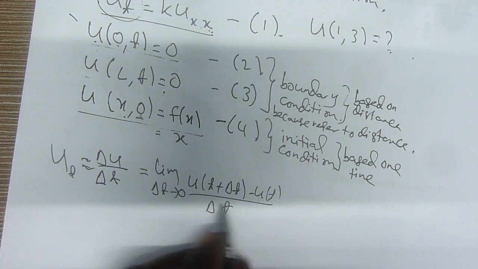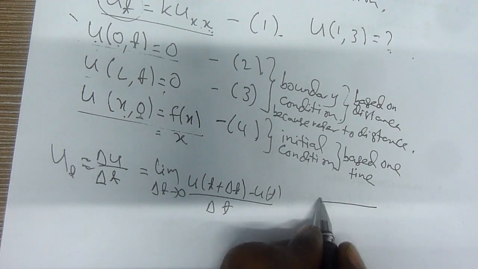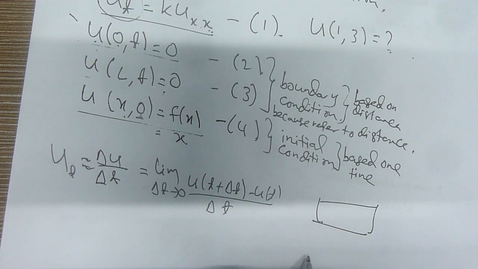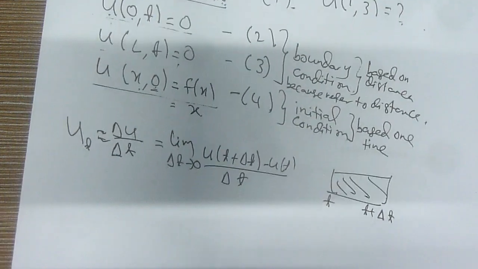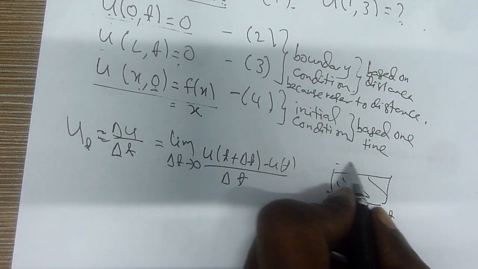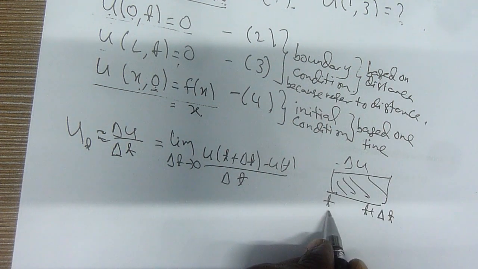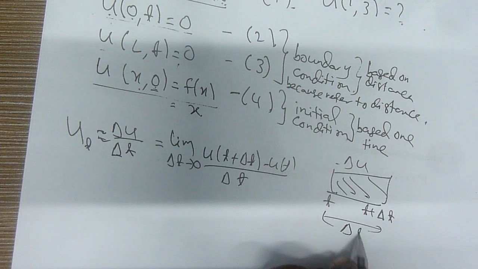It means I take a chunk of the rod, and t progresses to t plus del t. I am taking the chunk of the change, therefore I am looking at the change of the temperature for this del t.